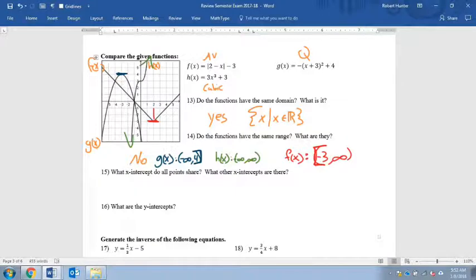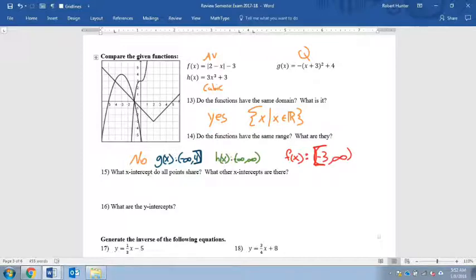Yeah. So sometimes they're going to tell you to compare them. Sometimes they're going to say you contrast them. Say things like, which one has the same domain? Which one has the same x-intercept? Things along those lines. And sometimes they give you the equations and not the graphs. Alright, so you're going to have to go for that.